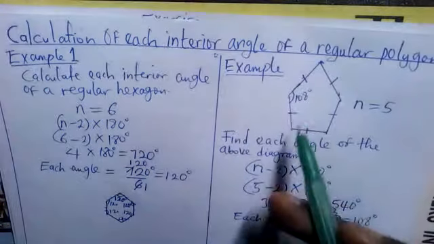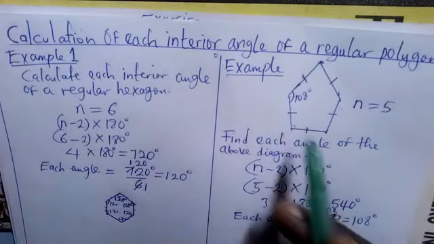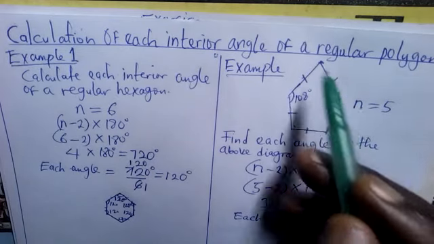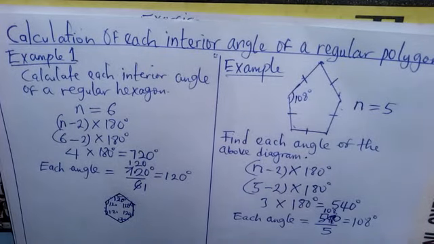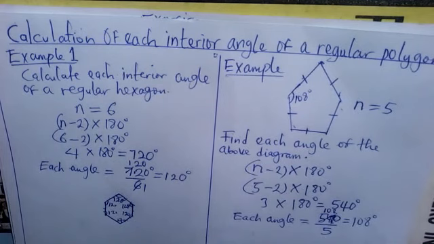You can see each, this one 108, this 108, this 108 degrees. So that is how to calculate each interior angle of any regular polygon.